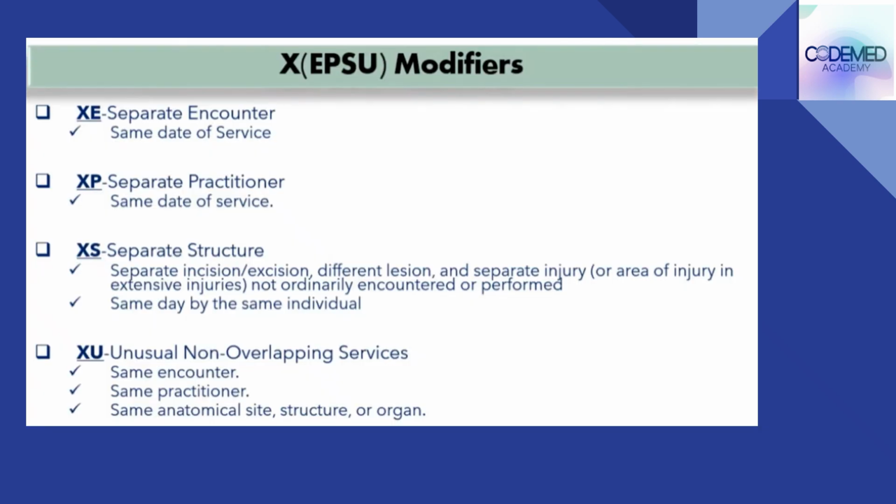Now they have recently further specified modifier 59. If it is a separate encounter, we write XE, encounter. If it is a separate practitioner, like two different doctors, we write XP. If it is a separate structure, we write XS. And if it is XU, that is unusual non-overlapping services. So these are the further specifications for modifier 59.